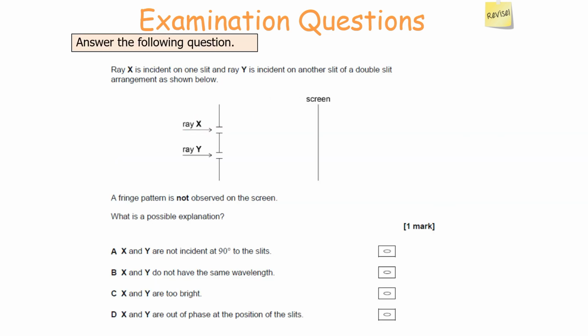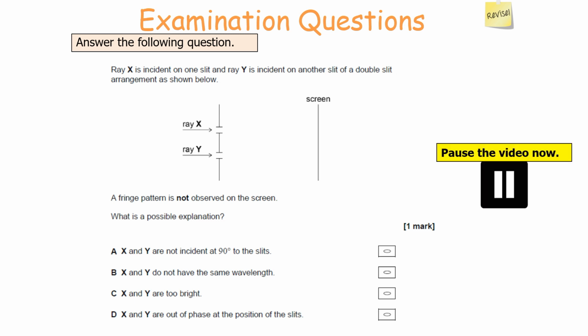Let's have a look at our next question. Ray X is incident on one slit and ray Y is incident on another slit of a double slit arrangement as shown below. A fringe pattern is not observed on the screen. What is the possible explanation for this? So pause the video now, then unpause the video when you want to go through your answer.